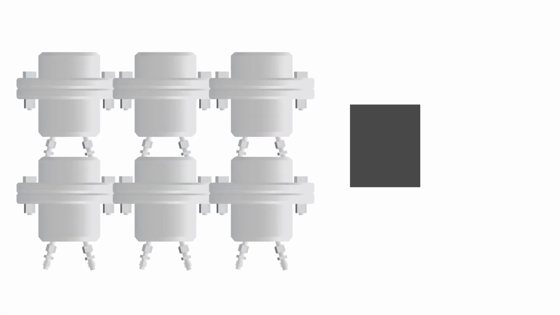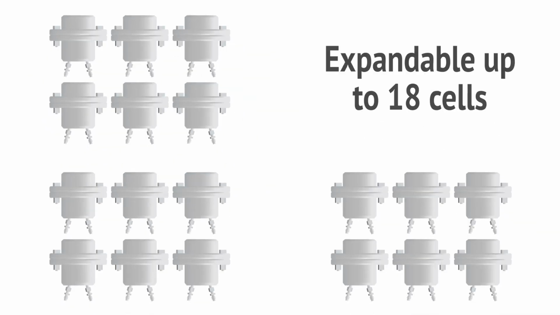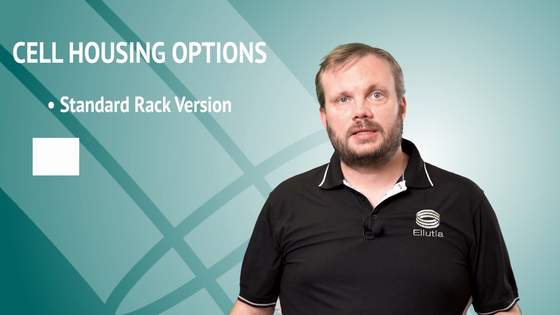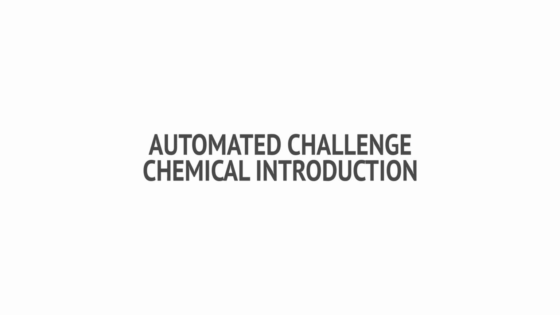Systems are typically made up of 6 cells to allow for testing in triplicate, but these can be expanded up to 18 cells if the testing volume requires it. Next, we have the housing unit, where the cells are located during testing. We offer both standard rack versions and options for heating to control the temperature of the analysis cells during testing, if required.